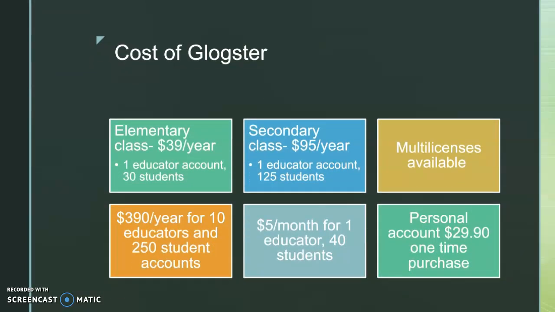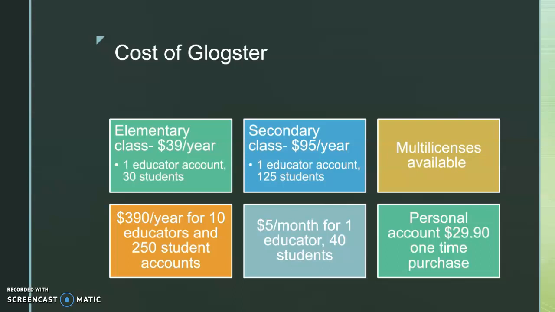So the cost of Glogster. If you're purchasing Glogster for the whole district, you will have to figure out the rate with a multi-license. That would be the most affordable option if these other plans don't work for you. In an elementary class, it's $39 per year, and that's one educator account and 30 students. Secondary class is $95 per year, one educator, and 125 student accounts. $390 per year for 10 educators and 250 student accounts.